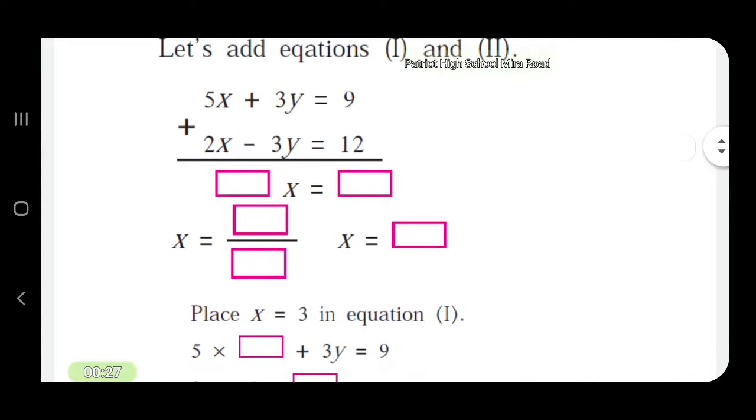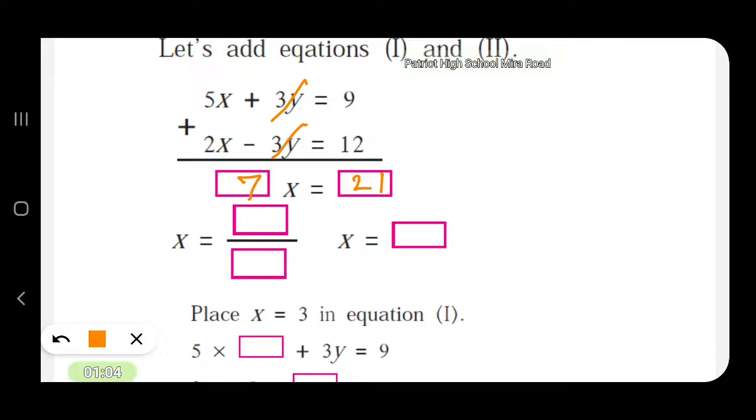Therefore, adding up the two equations, we have 5x plus 2x, it is equal to 7x. 3y, here it is plus and here it is minus. So they are equal but opposite in sign, so they will get cancelled. So the term in y will be 0. And the constant 9 plus 12 is equal to 21.